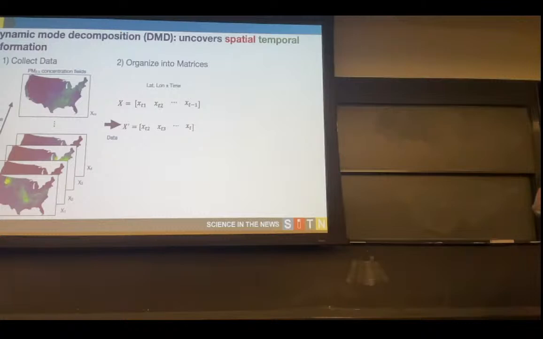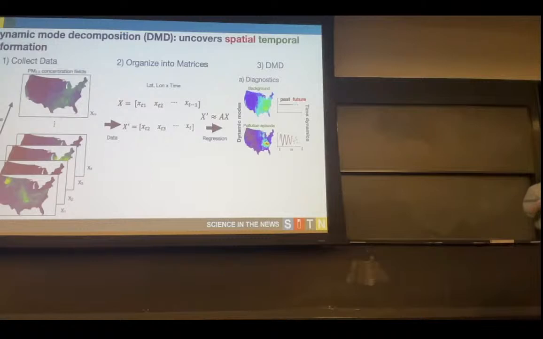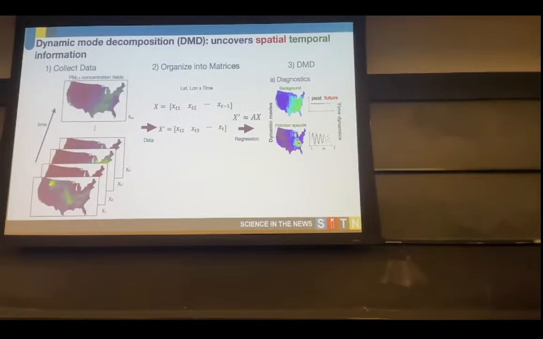So I have this matrix X, and I have a second matrix that's called X prime. That's literally the same matrix just shifted one time step into the future. And what this DMD approach attempts to do is create this best fit linear model A that I show here that approximates all of these spatial temporal variations of our data set. There's a bunch of linear algebra jargon that I can go through, but what it really is showing is that I can get both spatial features that are long-term average variability and also those that are associated with shorter-term pollution events.